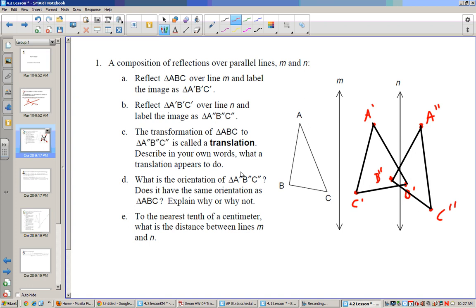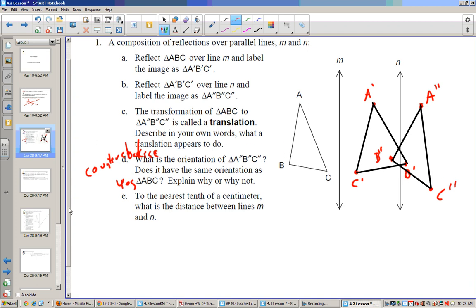Then it says what orientation is our double primes. And it looks like that's going around counterclockwise. And then it asks, what is the original? Does it have the same orientation? Yeah, that's also counterclockwise. So why would that be? Well, a translation is just going to shift it over. That's not going to do anything with its orientation. Remember from yesterday, a reflection changes the orientation, but a translation will not, or two reflections will not.